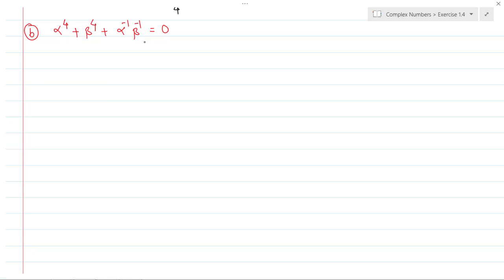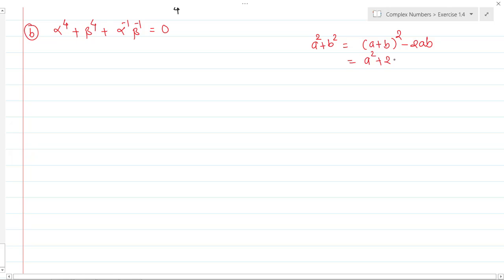Okay. See here, alpha and beta, I know these are the cube roots of unity. We know one formula, a square plus b square, which equals (a plus b) whole square minus 2ab. Can I write this? See here, (a plus b) whole square gives a square, 2ab, plus b square; minus 2ab, I am getting a square plus b square, which is nothing but RHS and LHS are the same.